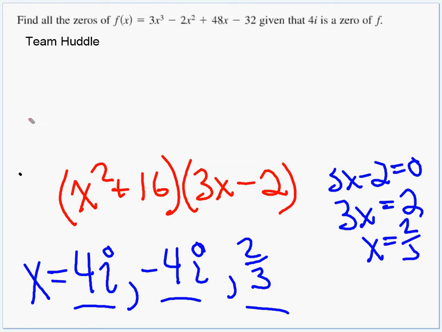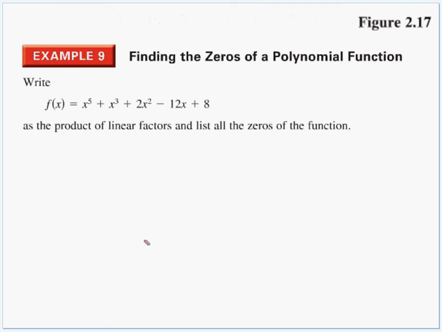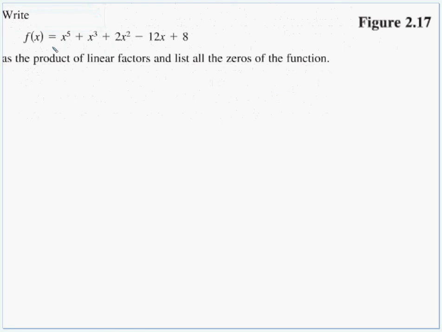Okay, let's try that fifth power one. That sounds like fun. Find all the zeros. Write this as a product of linear factors, and then also list out all the zeros. So let's get started. So first, let's make a list of all our possible suspects. I do like the leading coefficient is a 1. That'll make it a little easier.